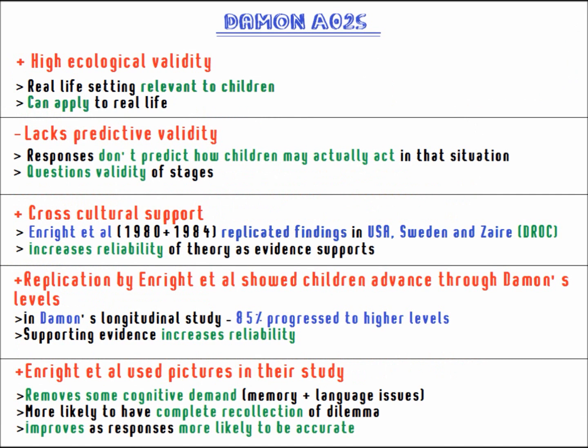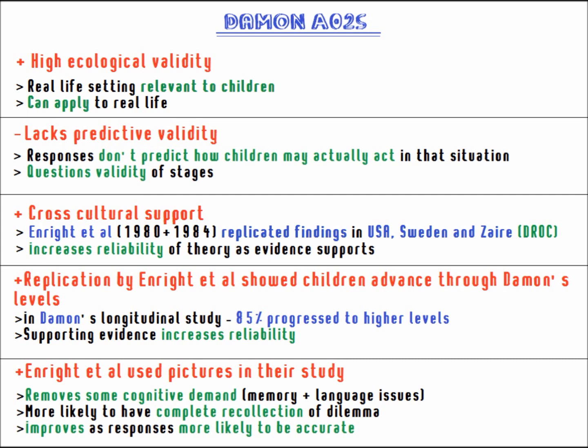Evaluation. Damon has high ecological validity as the school fair is a real-life setting relevant to children, therefore you can apply it to real life. However, it lacks predictive validity as the responses don't predict how children may actually act in that situation, which questions the validity of the stages.